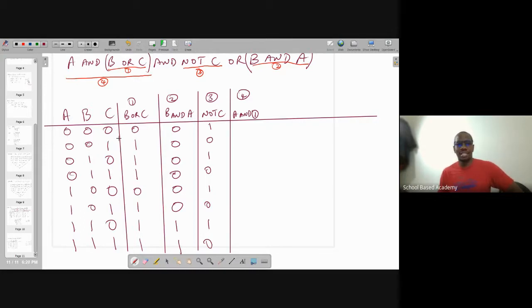So A and the result of column 1 together, we get 0 and 0 is 0. 0 and 1 is 0. 0 and 1 is 0. 0 and 1 is 0. 1 and 0 is 0. 1 and 1 is 1. 1 and 1 is 1. 1 and 1 is 1. So we end up getting that as a result.